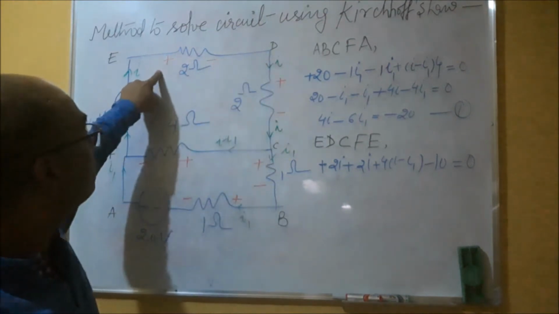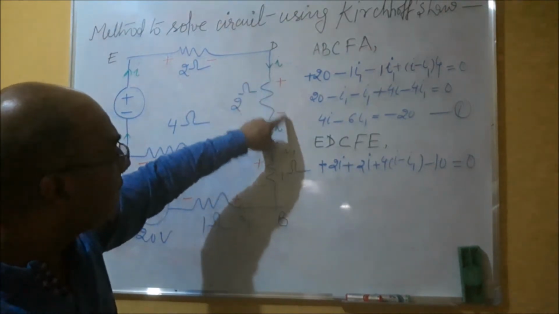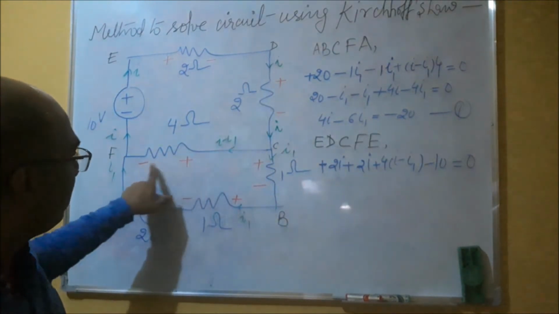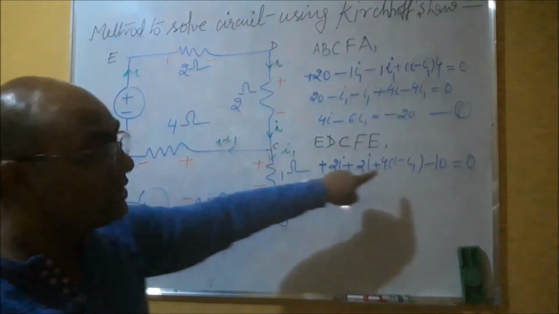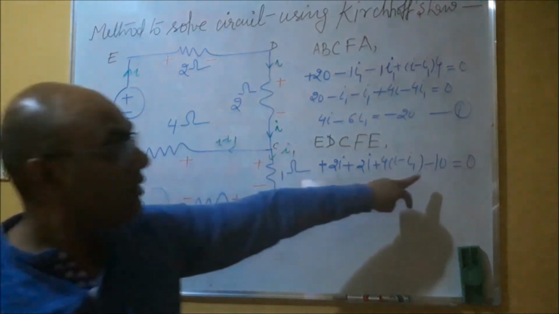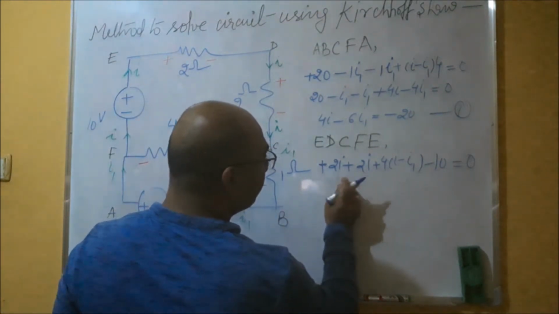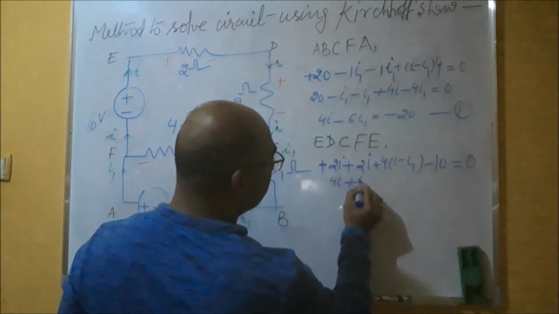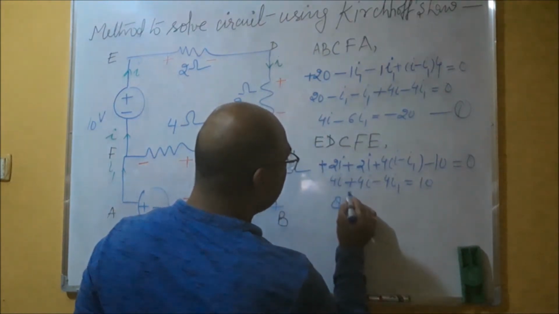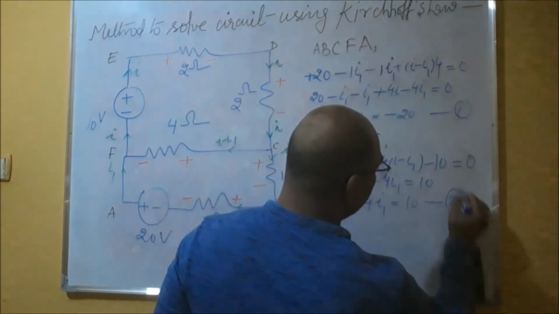We are moving like this, from plus to minus, so plus 2 times the current I, that is 2I. Again here we are moving from plus to minus, so plus 2I. Here we are moving from plus to minus, so plus 4 times I minus I1. Then we are moving from here to here, from minus to plus, so minus, and the value is 10. Solve this: 4I plus 4I plus 4I minus 4I1 equals 10. So this would be 8I minus 4I1 equals 10. This is equation number 2.